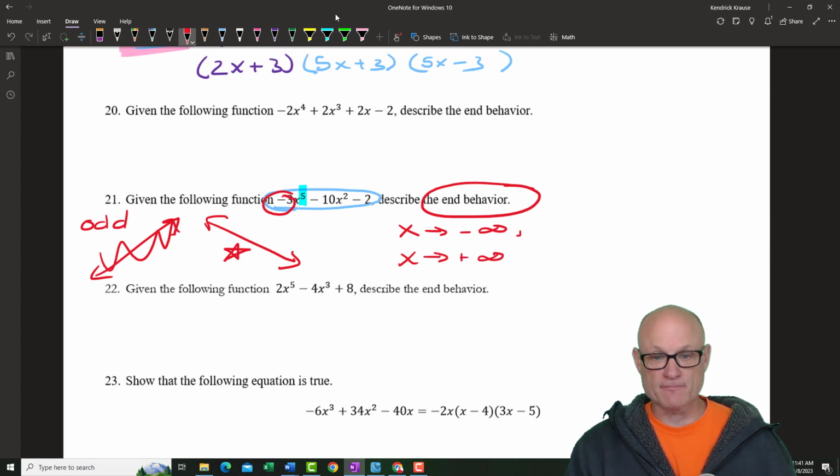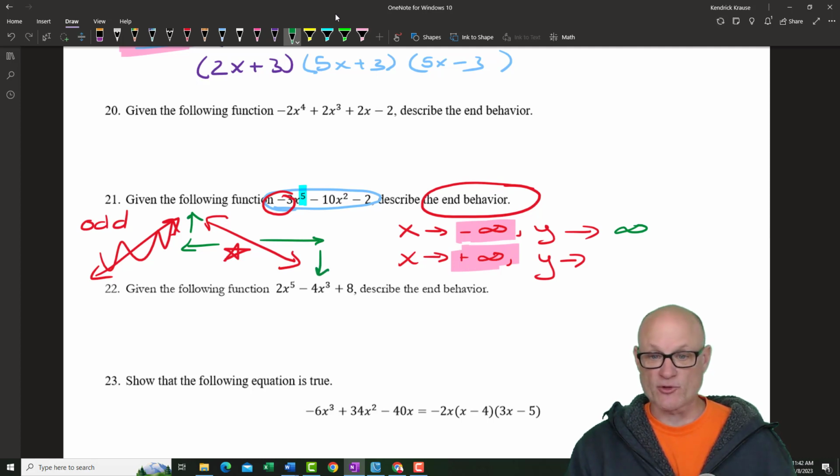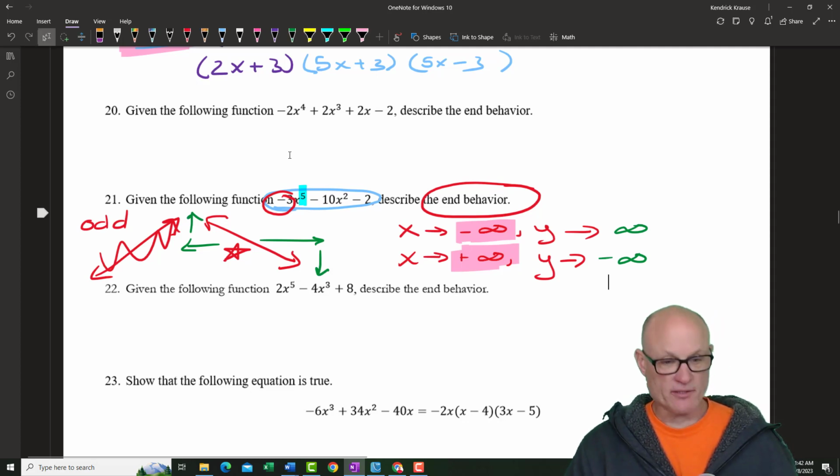Now, what's going on with y? What is y doing? You have to remember that this means as I go left or as I go right. So as I go left, y is going up, so y is going to positive infinity. As I go right, y is going down, so I'm going to negative infinity. And that's all she wrote for that. 21 is done.